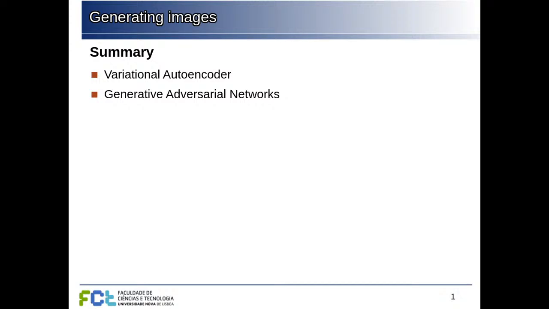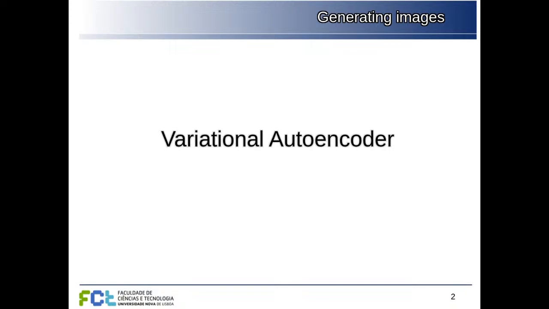An autoencoder method, the variational autoencoder, that can be used to generate examples, and generative adversarial networks, which is mostly a method for training a generator network that involves adversarial training. So training against another network that is trying to find if the examples generated are real examples or artificial examples. So let's start with the variational autoencoder.